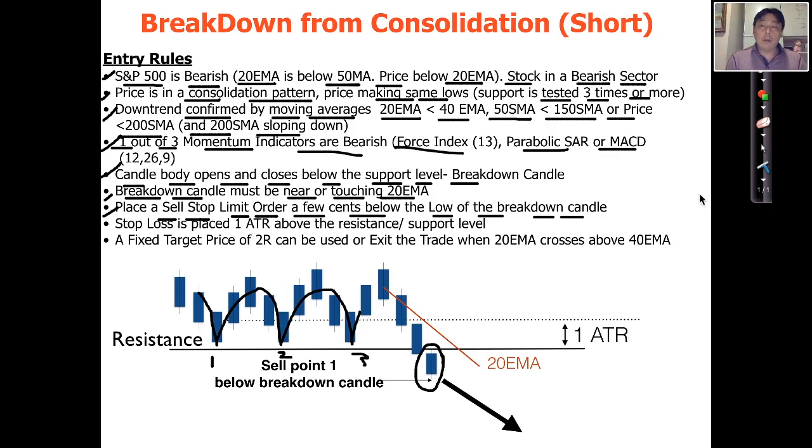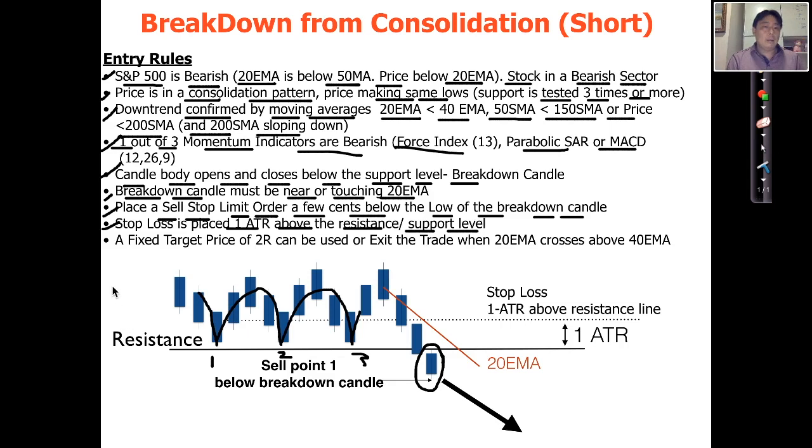So where do you place your stop loss? Now, when you're doing a short, you want it to go down. So if it goes up, you're losing money. So if it goes up, you have to cut your losses. So we place our stop loss above the resistance level. That was previously the support, now it's become resistance. So stop loss is placed 1 ATR above the resistance / support level.